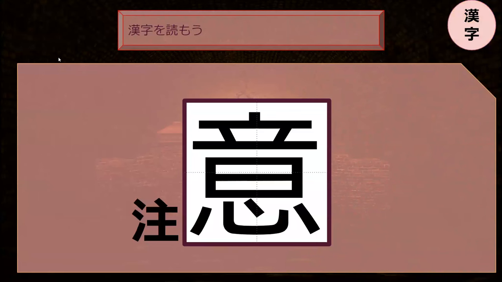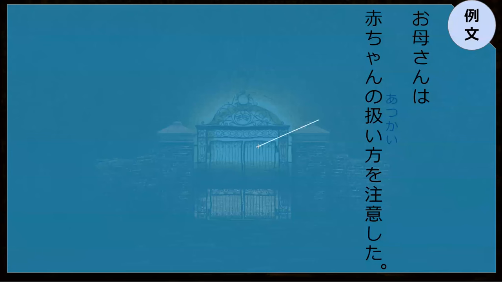Right, so atsukai would be to handle. Anyway, caution started with two. What did it end with? E. Perfect, two E. So let's go read this example sentence.